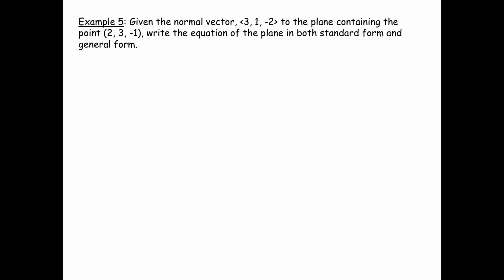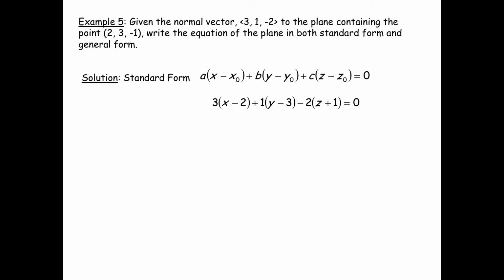Okay, we have a normal vector to the plane, 3, 1, negative 2, and the plane contains the coordinate 2, 3, negative 1. Will there be problems where they give us 2 points and then require us to find the normal vector? You just be patient, Joseph Barkley, because I think I have the example that you want next. This is like, look at the formula, plug numbers in. So standard form, we would write 3 times (x minus 2) plus 1 times (y minus 3) minus 2 times (z plus 1) equals 0. Plug in the vector for those a, b, c, and then plug in the point for the x naught, y naught, z naught.